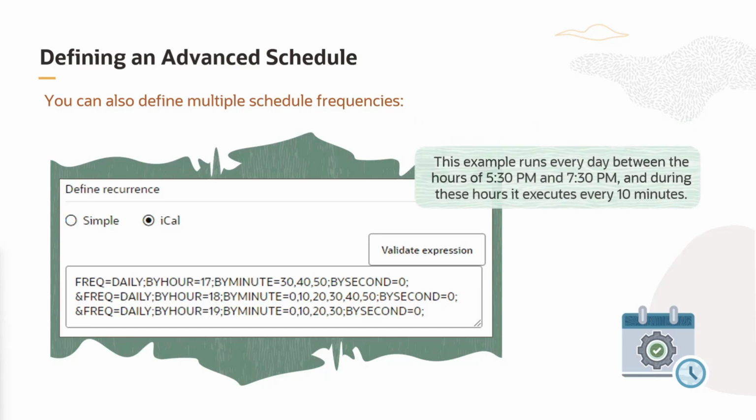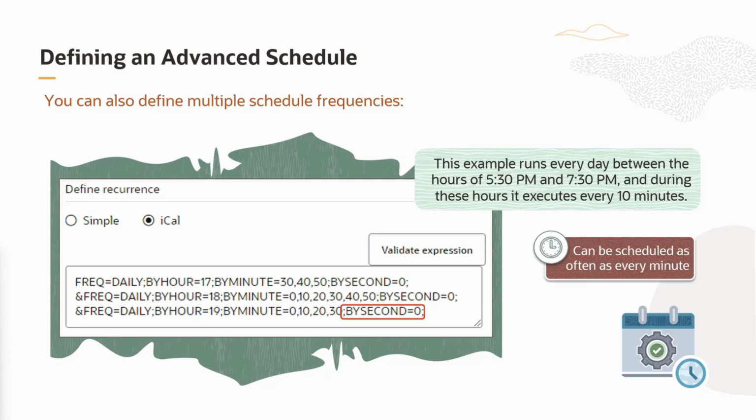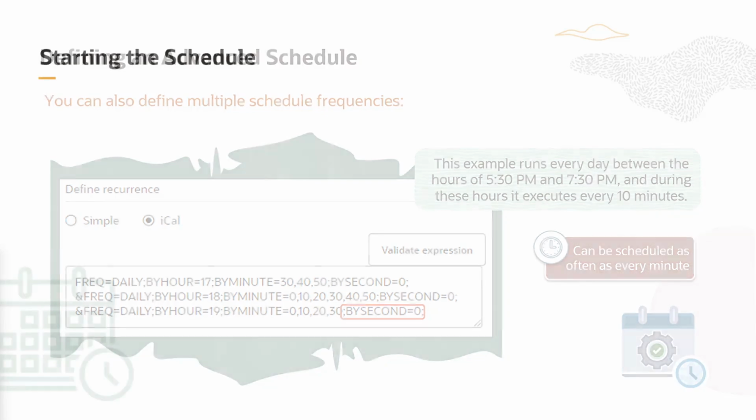For even more complex scenarios, you can combine more than one frequency. This expression is a configuration that requires 3 schedules separated by an ampersand. Here the schedule runs every day between the hours of 5:30 and 7:30 p.m., processing every 10 minutes. Notice also the by second syntax, which allows you to define more granular run frequencies. However, remember, there must be at least 1 minute between scheduled runs.